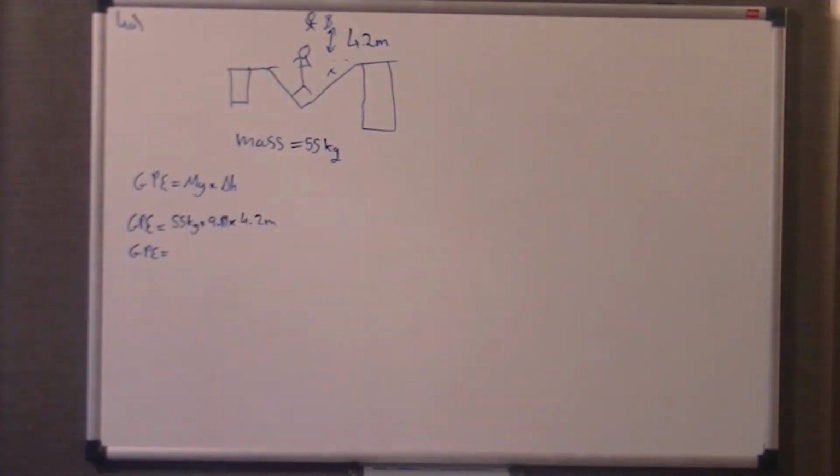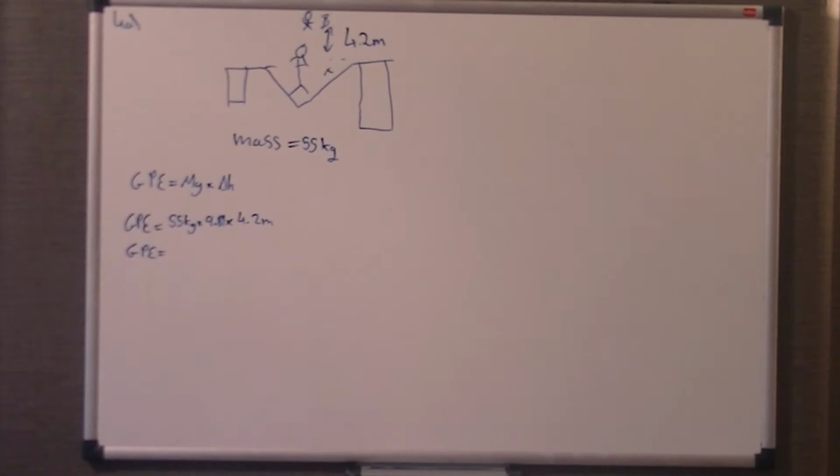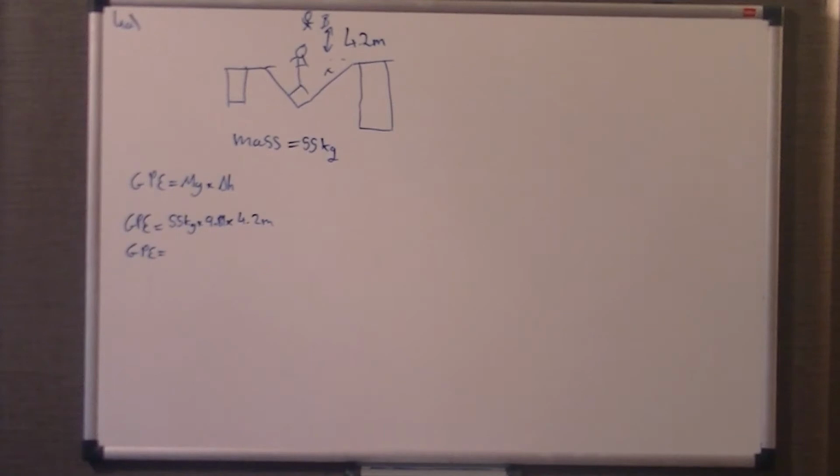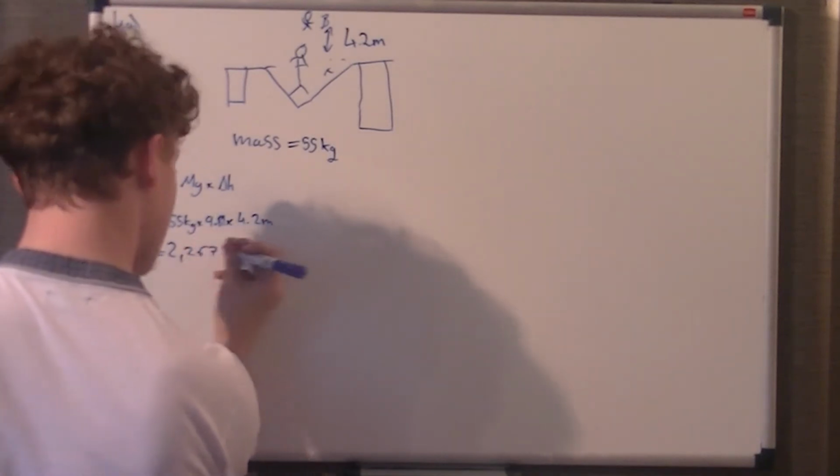I'm bringing the calculator up so you can actually see it. So you can do it this way: 55 kilograms times 9.81 times the changing height, which is 4.2 meters, and that comes out on mine as 2,266.11 joules. So round it up to 2,267 joules.